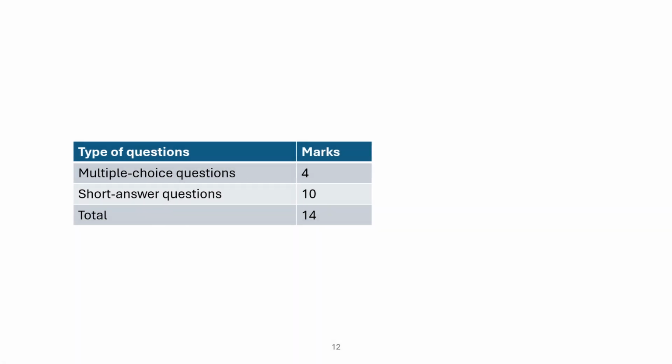There are 4 multiple-choice questions worth 4 marks, and 1 short-answer question worth 10 marks in Newtonian mechanics. The overall score for this section is 14 marks. With a total possible score of 130 marks, the percentage for this section is 10.8% of the total score.